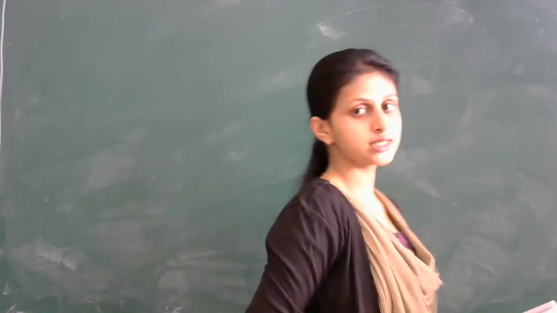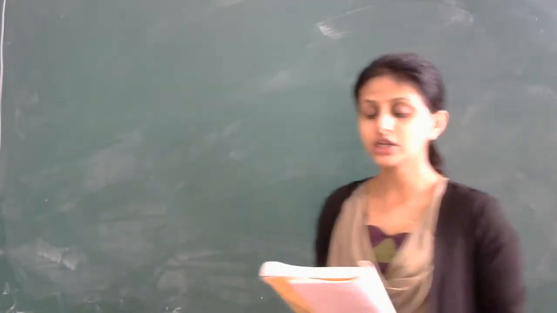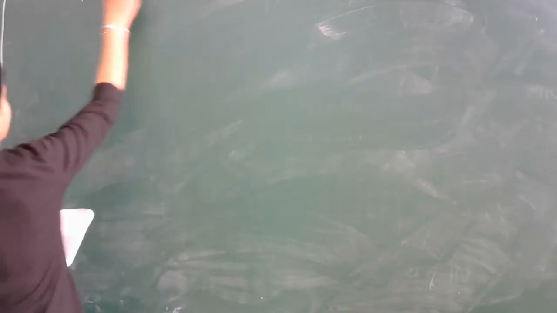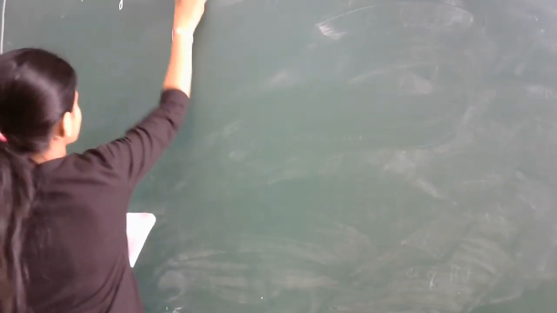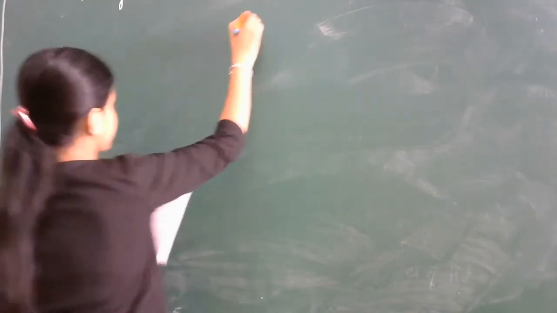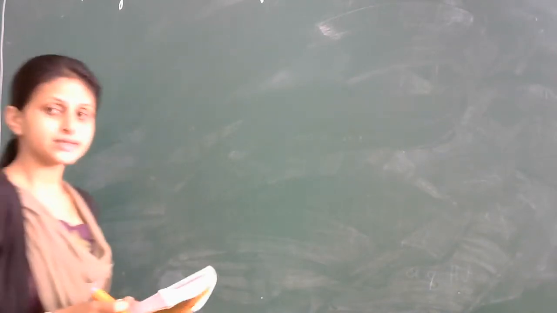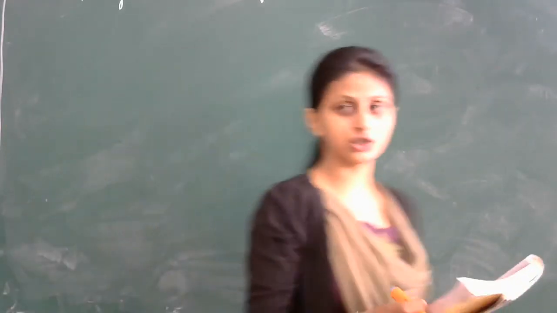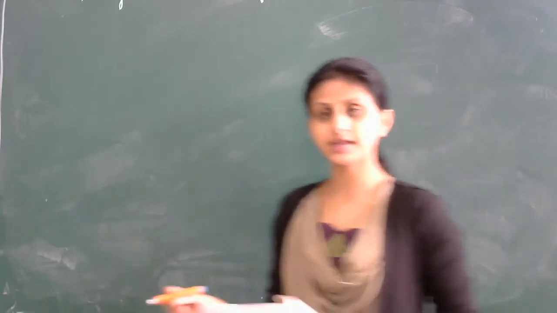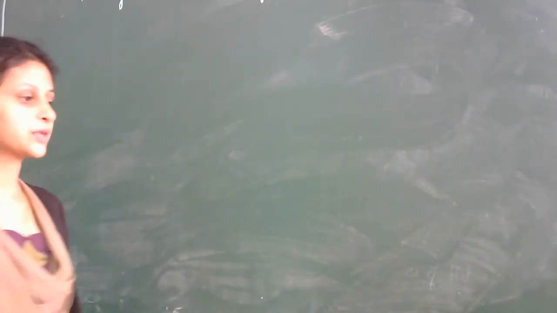The fourth question says: show that the modulus function f from the set of real numbers to the set of real numbers, given by f of x is equal to mod x, is neither 1-1 nor onto. Where mod x is x if x is positive or 0, and mod x is minus x if x is negative. Already we have this modulus function, right?